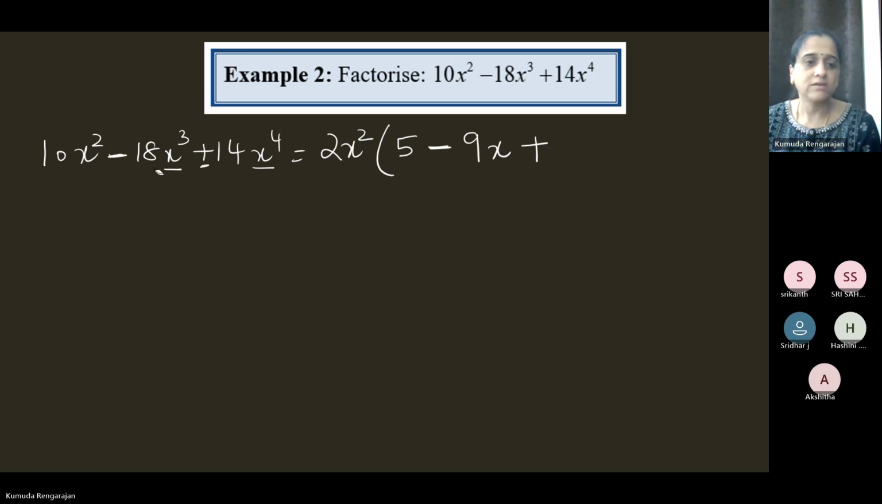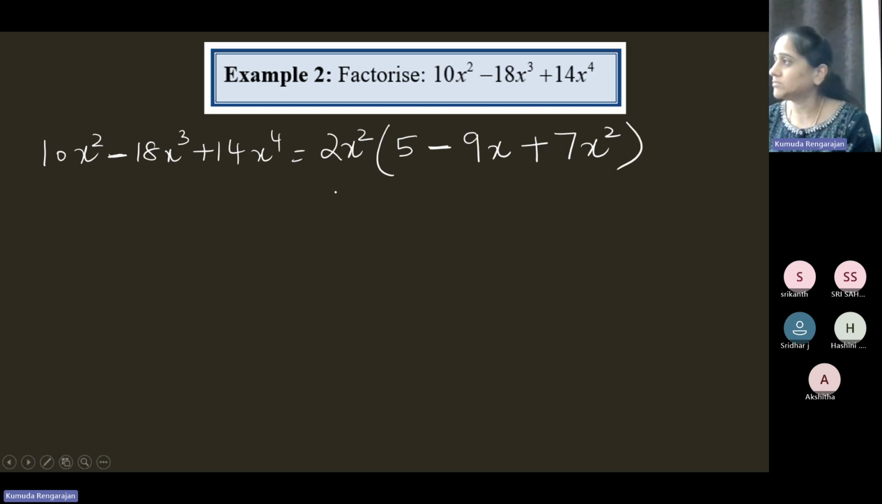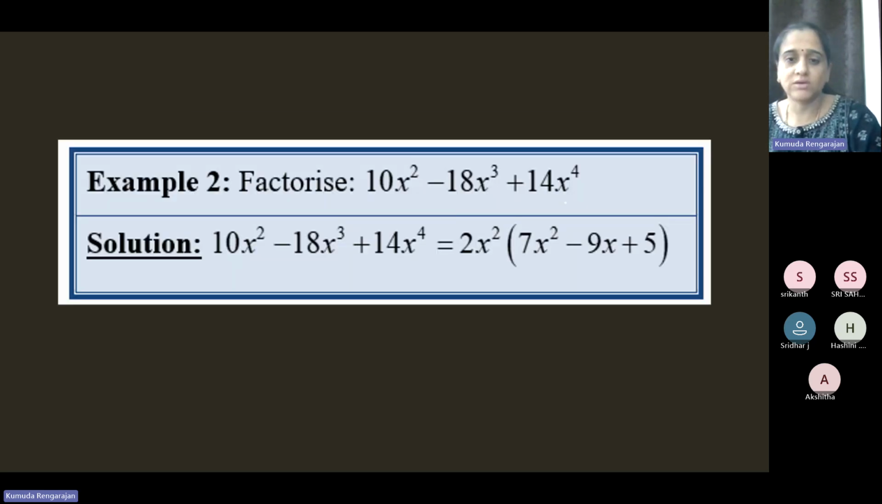2x squared plus 7x squared will give us the third term, 14x to the power 4. Just a second. That's it. Okay, so the first question had 2 terms. Now this question, 3 terms. Okay, so you can see the answer here.